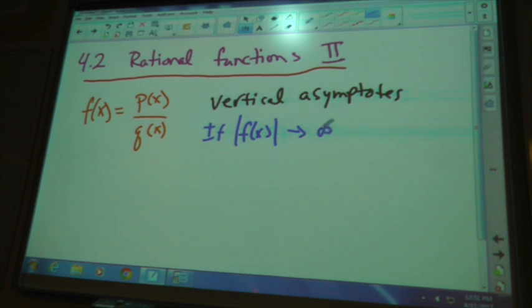All right. So if f of x goes to infinity as x goes to a, this is when it shoots off like that or like that. Okay. In science, they call these singularities.